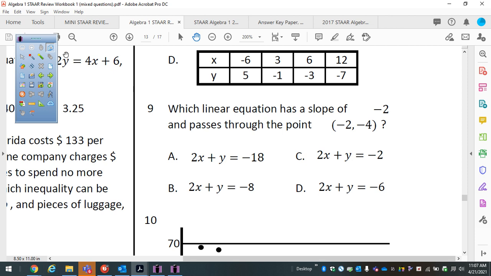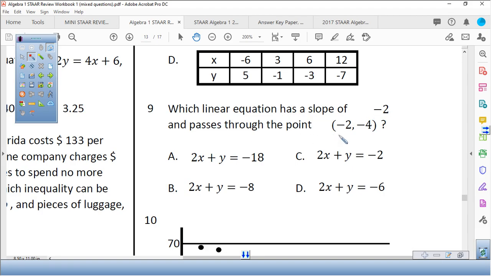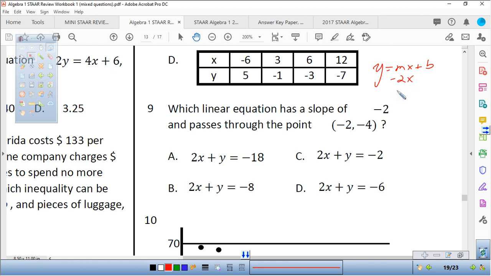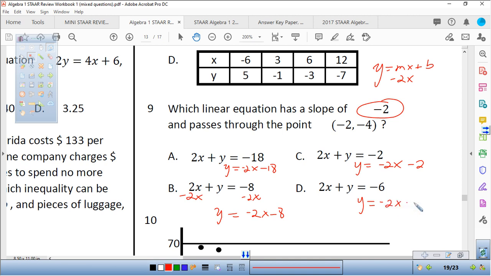Okay, 9. Which linear equation has a slope of -2 and passes through the point? Okay, slope of -2. Regarding that, you would like for it to be y equals mx plus b, right? And -2x is what you want here. Obviously looking at them, they're all set up the same. I would just do -2x. So for this one, y is equal to -2x minus 8. For this one, y is equal to -2x minus 18. Here I have y is equal to -2x. They all have a negative slope, okay? And then y is equal to -2x minus 6.